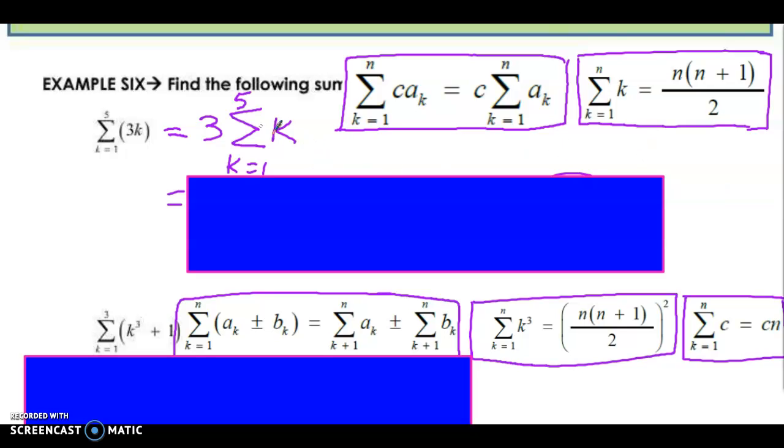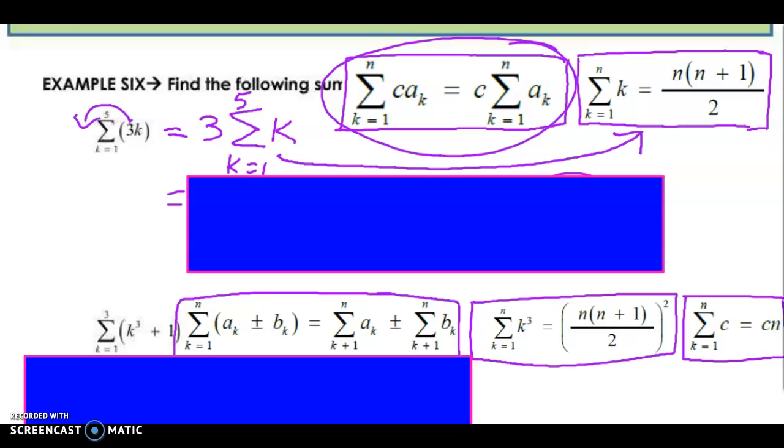So one thing you can do, let's just find the following sum. If you've got a summation of 3k, you can take the 3 and throw it out front, and here's the first formula. You can take that 3, throw it out front, and then just find the summation of k from 1 to 5 of k, and then multiply it by 3. And to do that, you can use this formula right here.